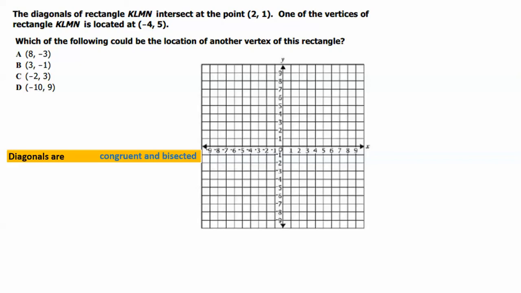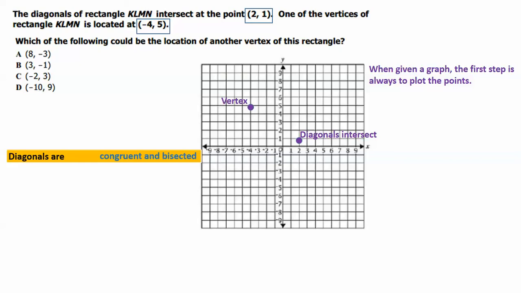To make graphing problems easy, the first step is always to plot the points. So I'm going to plot the intersection at the point (2, 1). This is where your diagonals intersect. And I'm going to plot one of the vertices at (-4, 5). (-4, 5) will be another vertex. Which of the following could be the location of another vertex of this rectangle? Remember, any quadrilateral has 4 vertices, or corners.